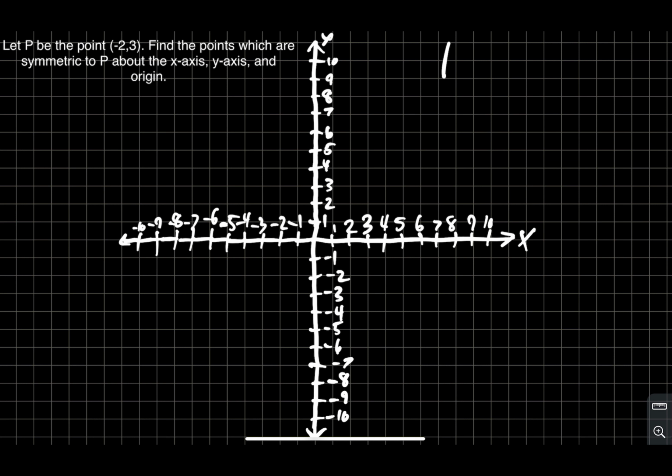So the first thing we want to do is identify what our x value and our y value are for point P. The first value is going to be your x value, which is -2, and your y value is going to be +3.